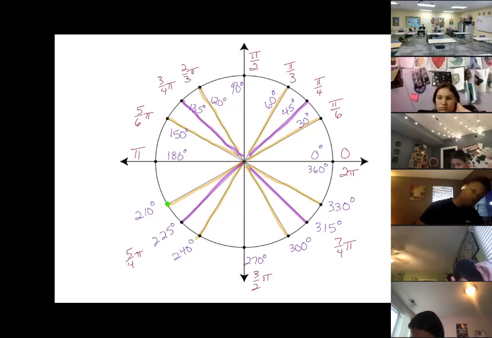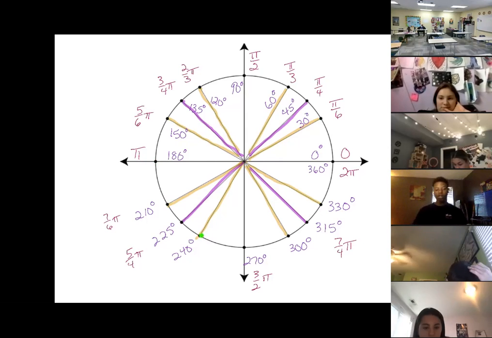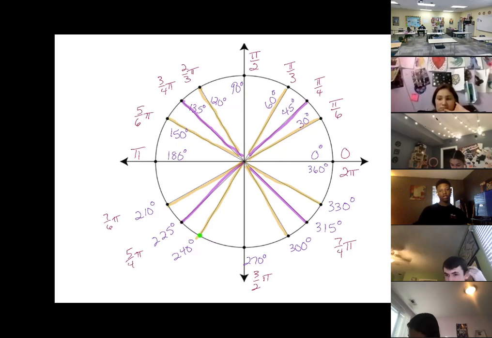Okay, so what is this? What's this going to be down here, William? 7/6. Thank you. 7/6 pi. This is going to be what then? Simon, what's it going to be here at 240? 8/6. But does that reduce? 2/3. 8/6 is 4/3. Oh, okay.